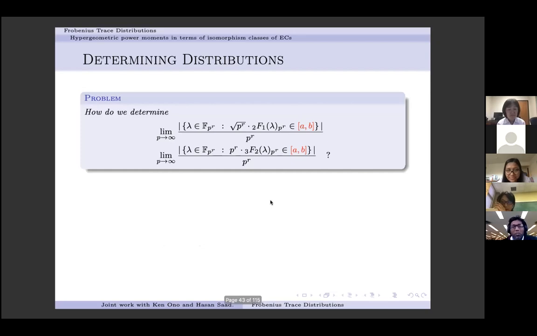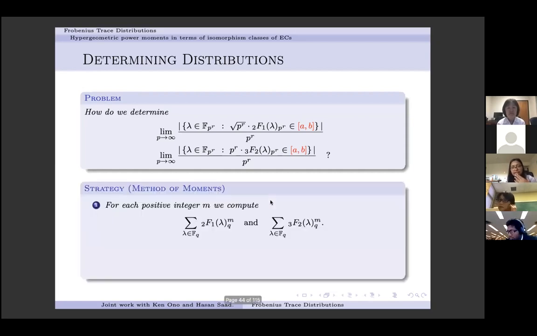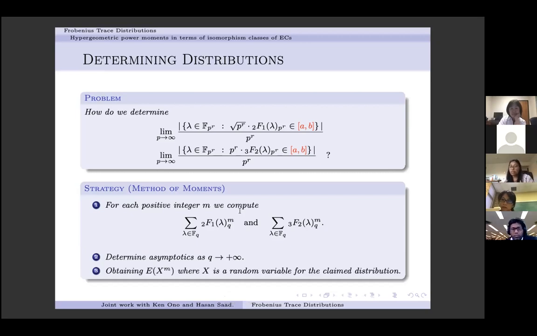So now the problem is how do we obtain the distributions? Here we adopt the method of moments. We compute the power moments for this 2F1 function as well as for 3F2 functions. We compute the power moments, and then we try to obtain their asymptotics as q goes to infinity. Once we have the asymptotics for the moments, we obtain the moments for the random variable of the expected distribution, then we compare their moments and we get the distribution.